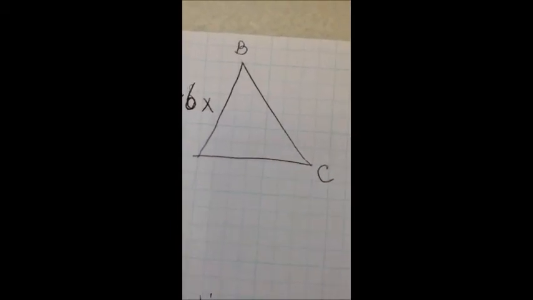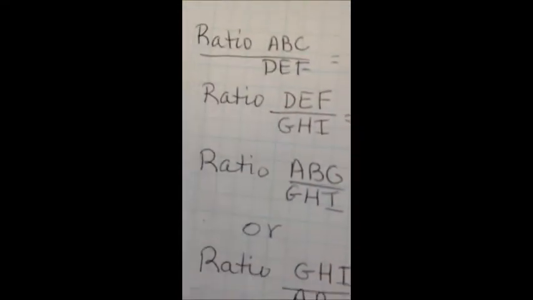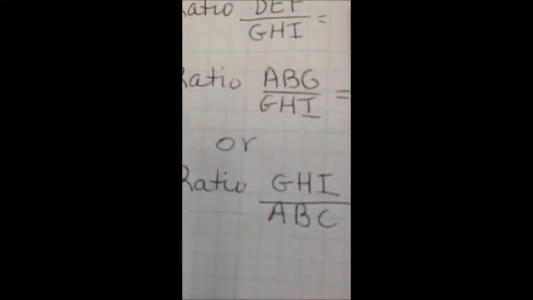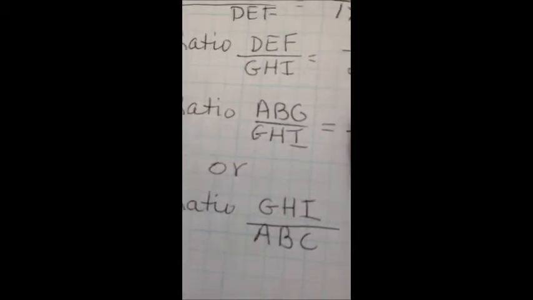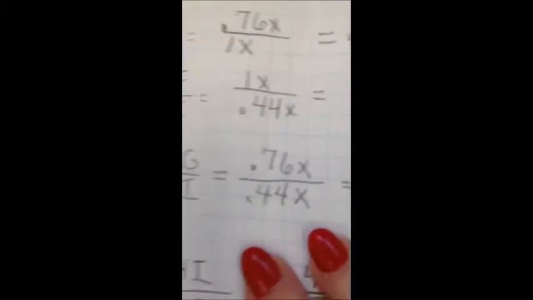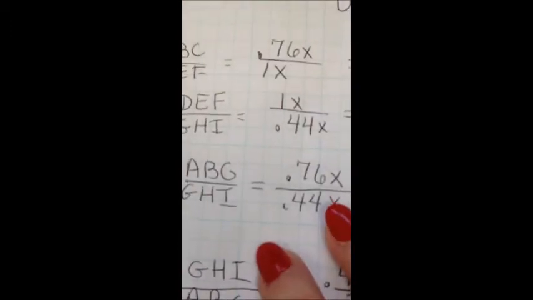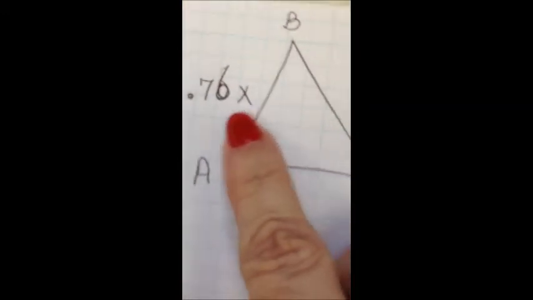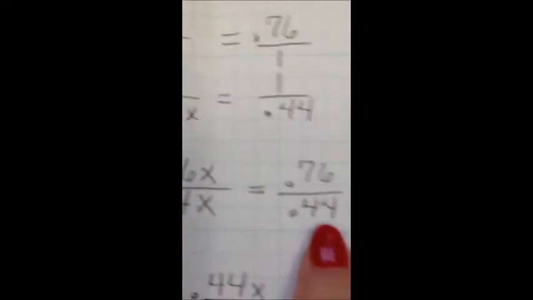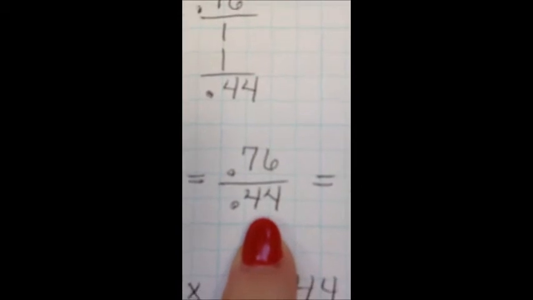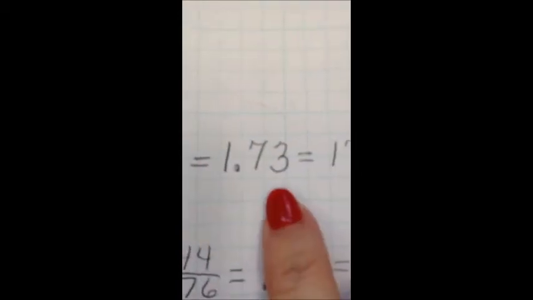So here's what I did. I said, okay, we could make two ratios. We could either make the ratio of ABC to GHI, or we could do GHI to ABC. So let's do both. In the first, ABC to GHI, triangle ABC is this one, so that's 0.76x. GHI is this one, so that's 0.44x. Then I said, well, that's the same thing as 0.76 over 0.44, and I divided that out.